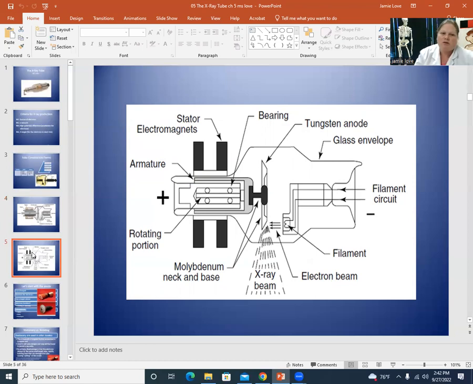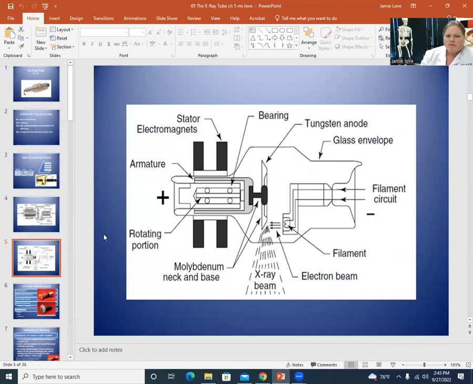We talked about those rotors and the bearings in there. We talked about the stator, which is the electromagnets that go around it and spin it. We talked about the disc, the tungsten anode is what it's called, the anode disc. We talked about some of the parts and the metals that are in it. So we're going to go through that real quick here again for you.